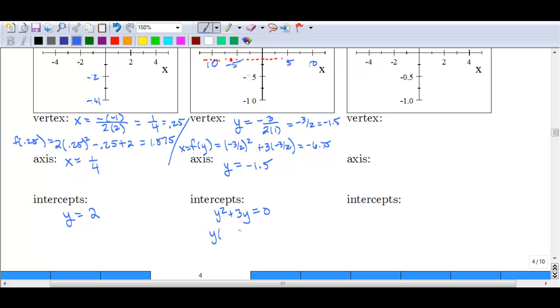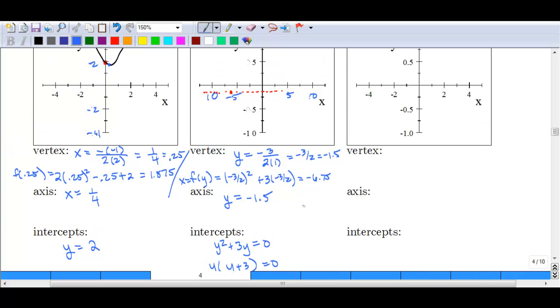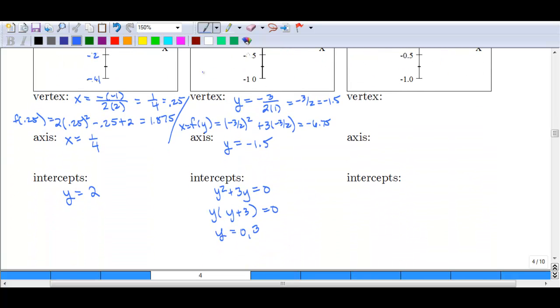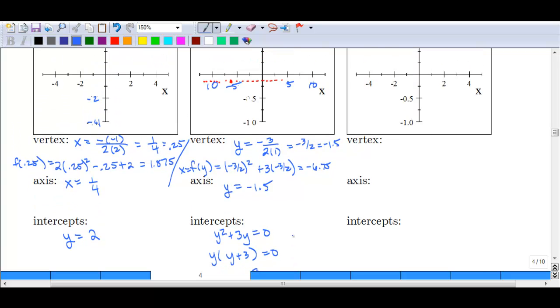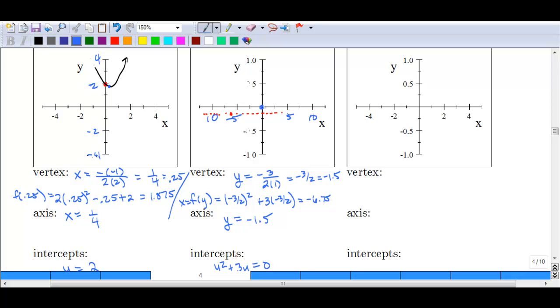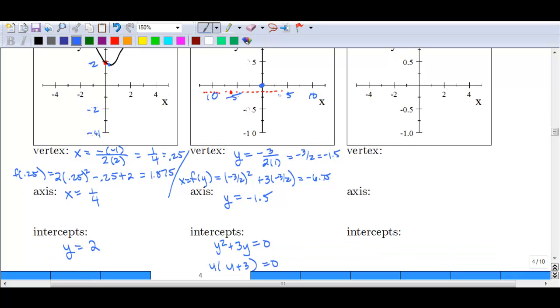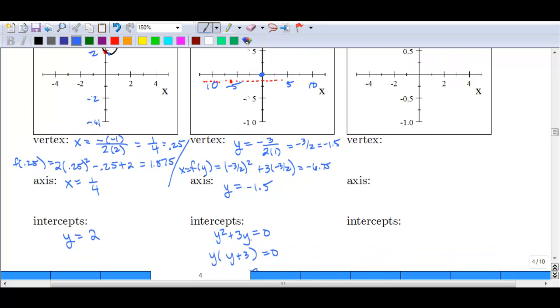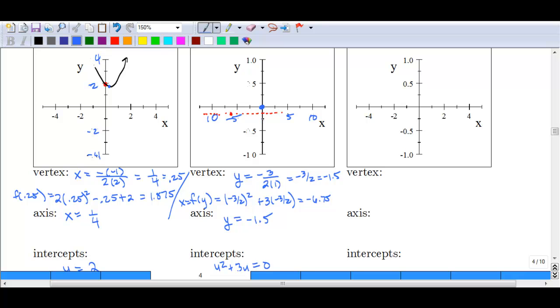We can factor out a y. We're left with y plus 3 equals 0. So we have y-intercepts of 0 and -3. If we plug y equals 0 in, we get an x-intercept of 0. So we know we're going to go through the origin here. We also know that we are going to go through the y-axis at the point -3. So we're going to go through about here.